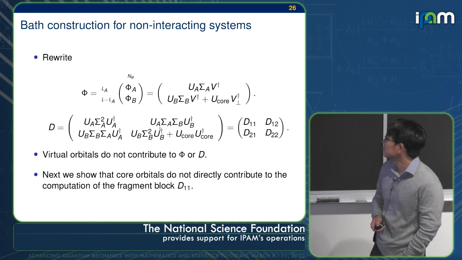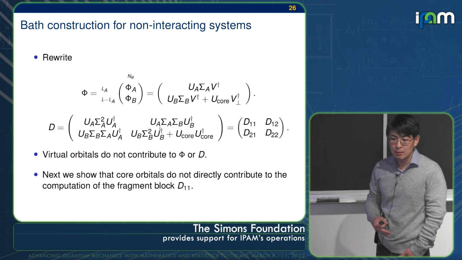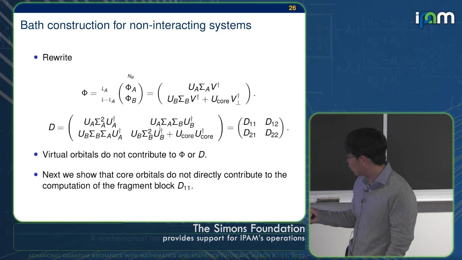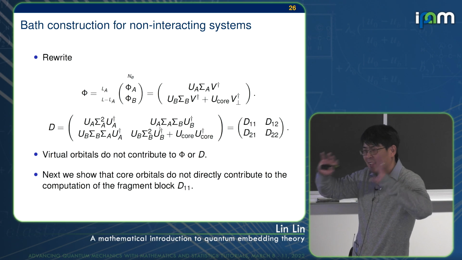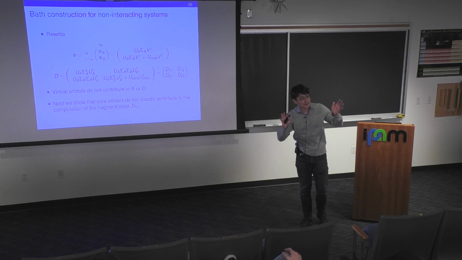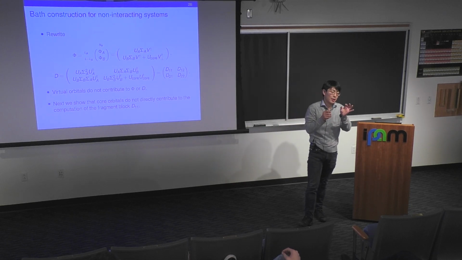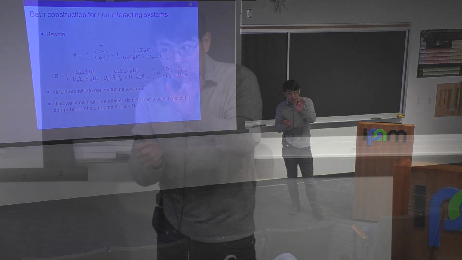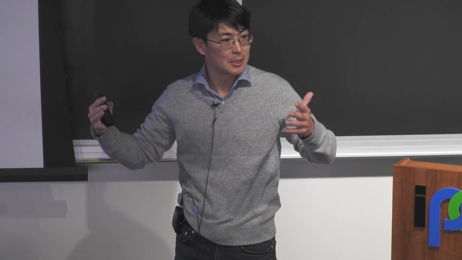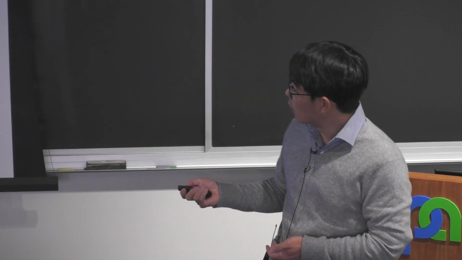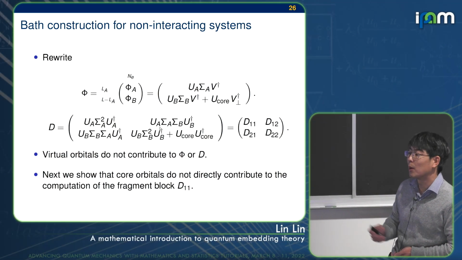Next, we will show specifically what I mean that the core doesn't contribute to D. More specifically, with an impurity problem, I cannot hope to get the entire density matrix right. It just has an impurity. The best I can hope is to get this D11 part right. If so, that is already an enormous achievement, right? The thing I want to say is that the core orbitals don't contribute to D11. That's what I mean.